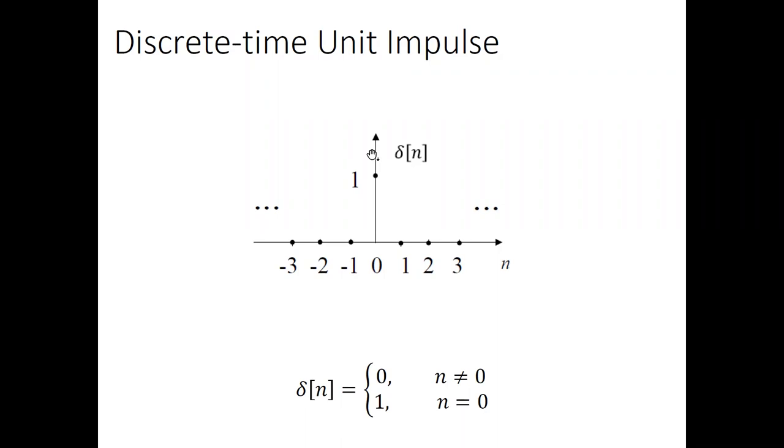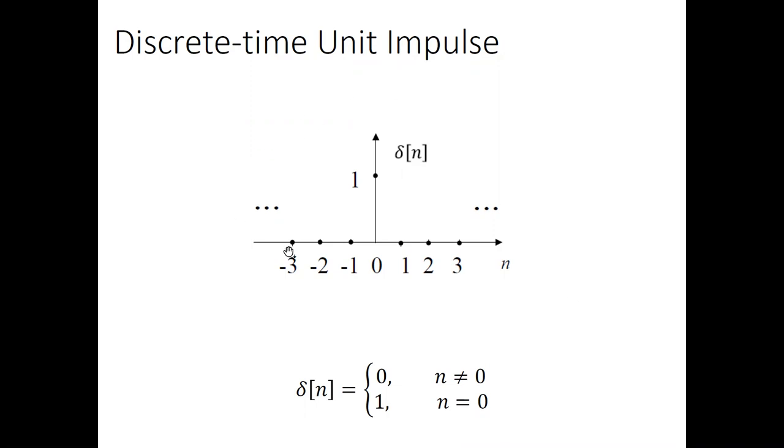Discrete time unit impulse. Okay, so we look at discrete time, where time n are integers. A unit impulse signal defined in discrete time is denoted by delta of n. In general, we denote discrete time signals as x of n, but this is a special signal, so we use a special notation, delta of n. What does this unit impulse signal, delta of n, look like?